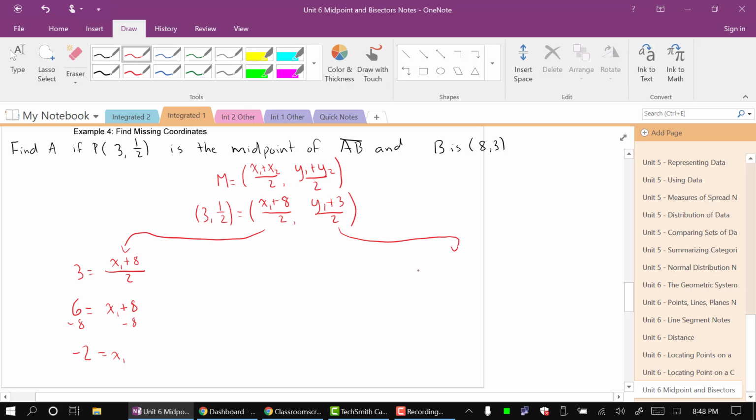Now let's deal with the y1. So it's going to be 1/2 equals (y1 plus 3) divided by 2. So now I want to undo this division right here, so I'm going to multiply both sides by 2. That gives me 1 equals y1 plus 3. I want to undo addition, so I'm going to subtract 3 from both sides. I get -2 equals y1. So that point A lays at (-2, -2).